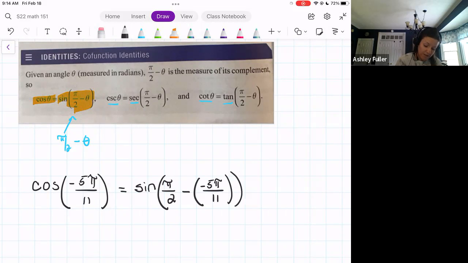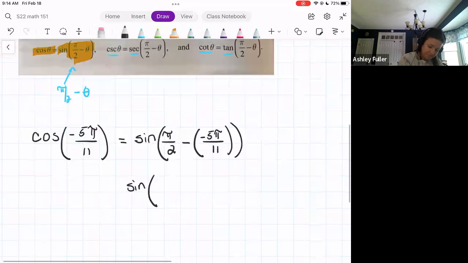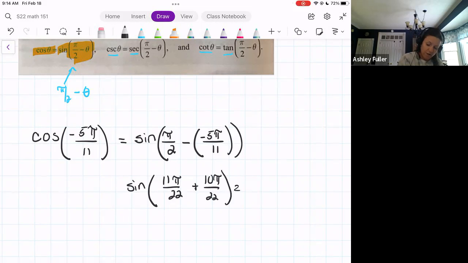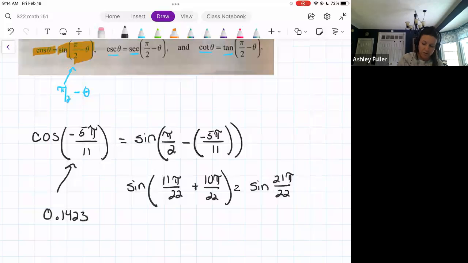When we do that, we end up with the sine of 11 pi over 22, finding our common denominator, plus 10 pi over 22, which leads us to the sine of 21 pi over 22. If we use a calculator, you can verify that both of these come out to approximately 0.1423. So the identity is true.